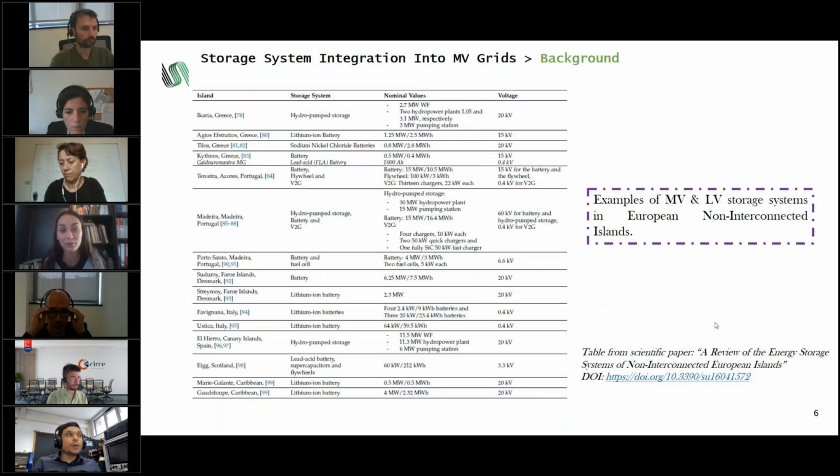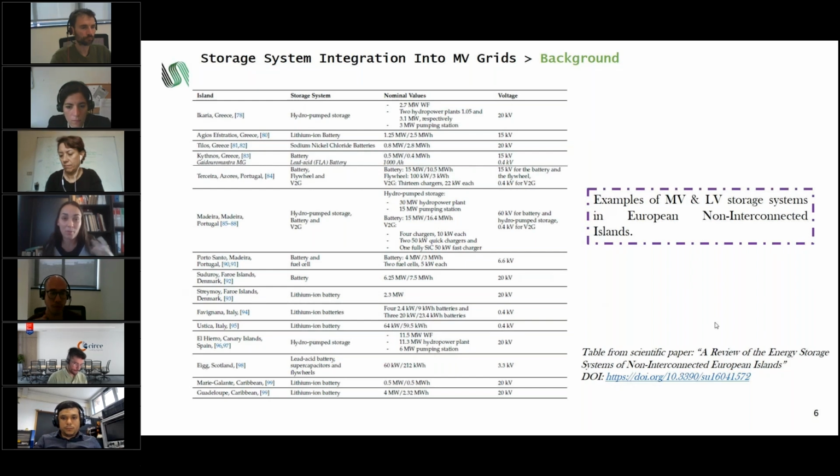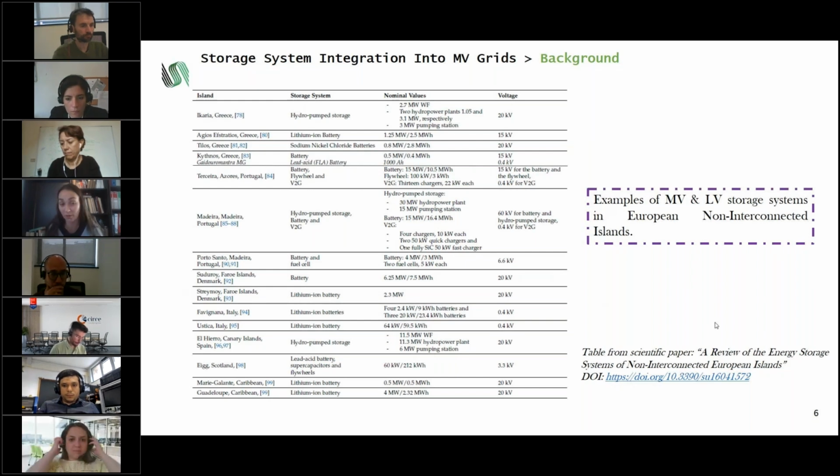And here I have also included this table to make it even more apparent how important the medium voltage storage system is with other non-interconnected islands in Europe, like the Faroe Islands, Agios Evstratios, El Hierro, which has a really interesting hydropump storage system, and so on.